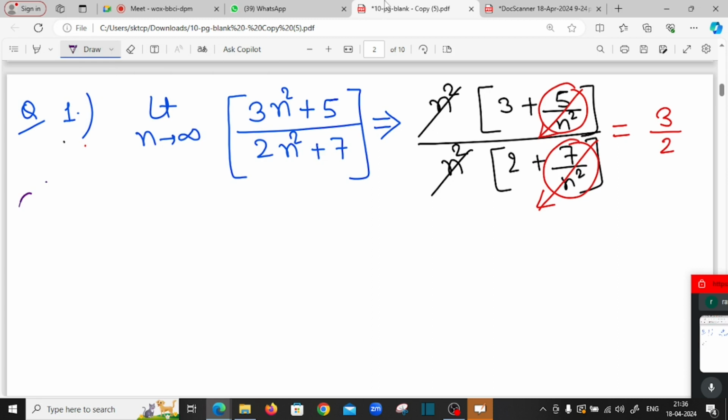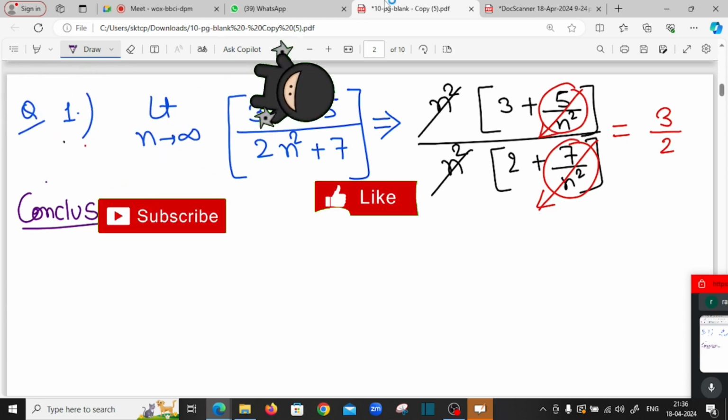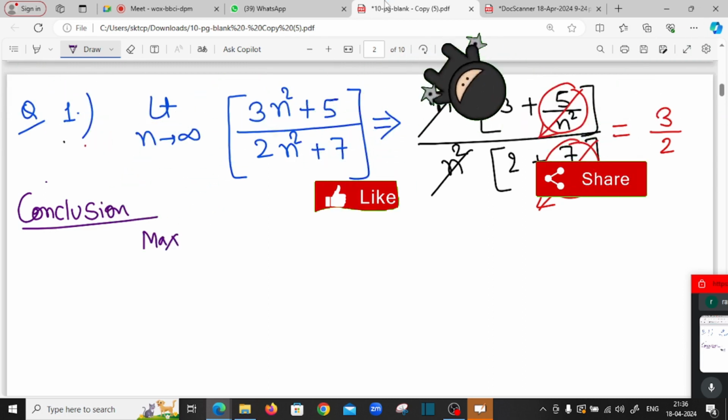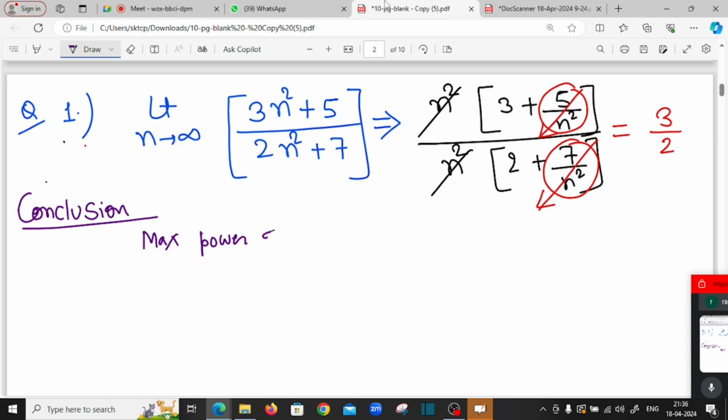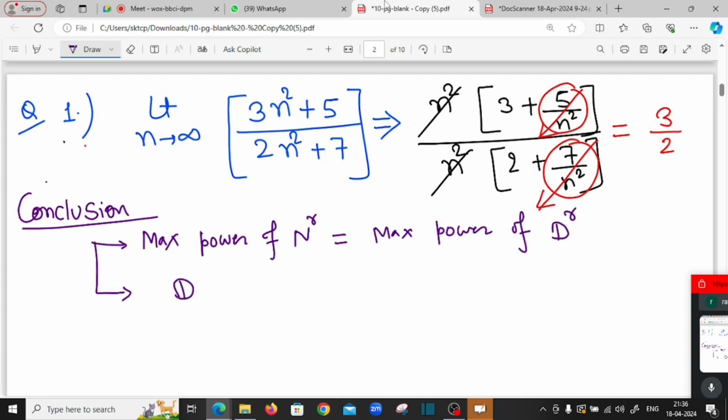Now what's the conclusion? The conclusion is, if the maximum power of numerator is equal to the maximum power of denominator, or you can say in another way, if the degree of numerator is equal to the degree of denominator, right? Are you getting my point?